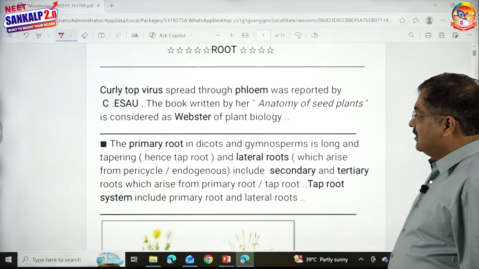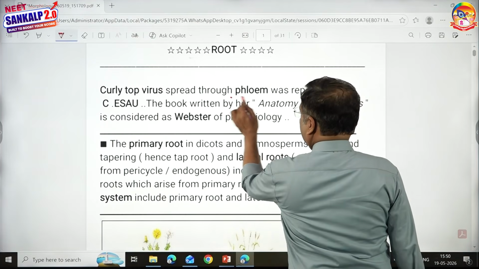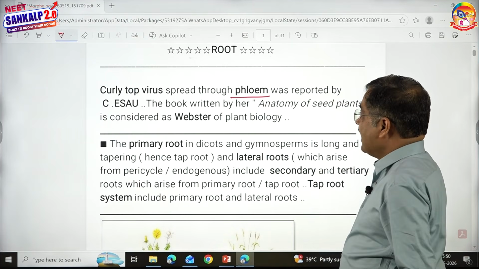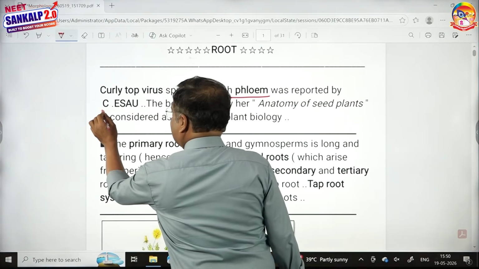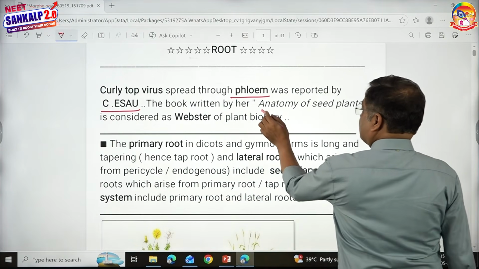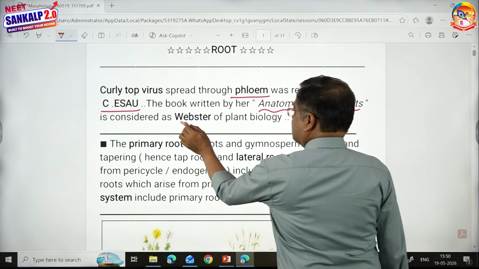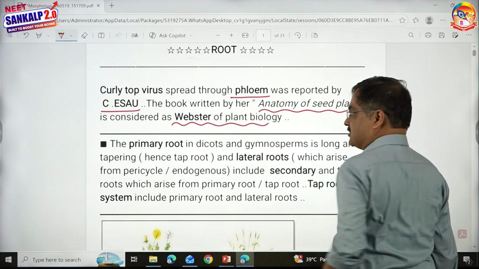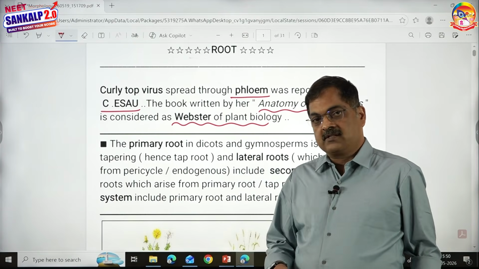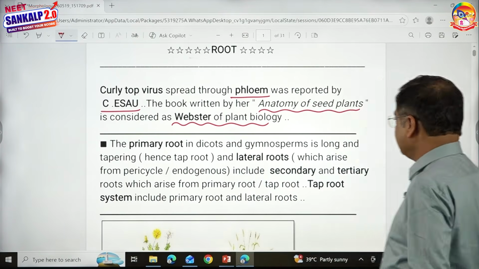Now, curly top virus spreads through phloem. Now, this is an important point. And it was reported by a scientist called Katherine Esau. Anatomy of Seed Plants is a book written by her. And it is considered as Webster of the plant biology. This point, please remember, the scientists' names are important for you to remember.